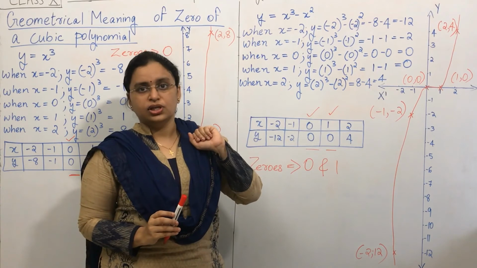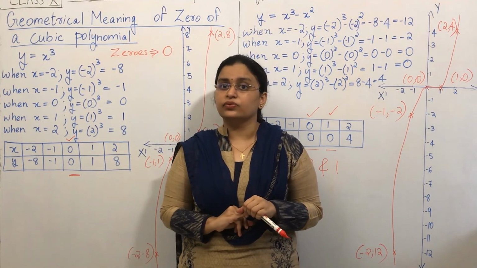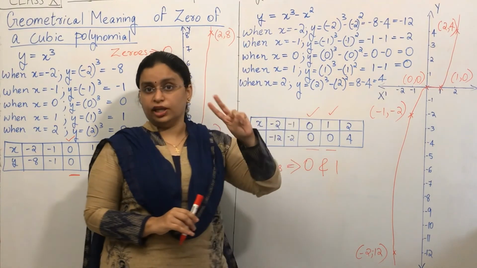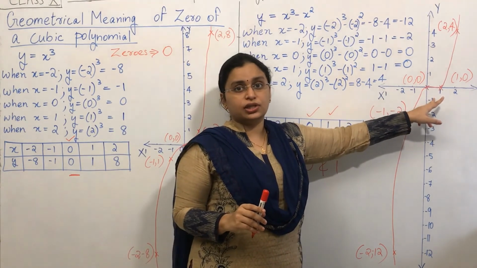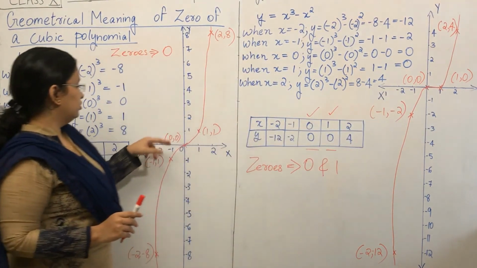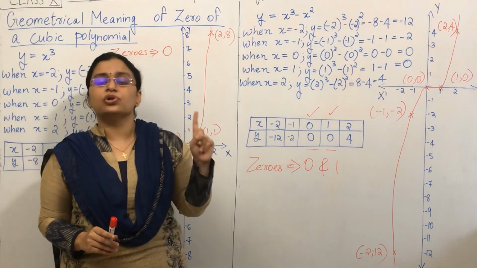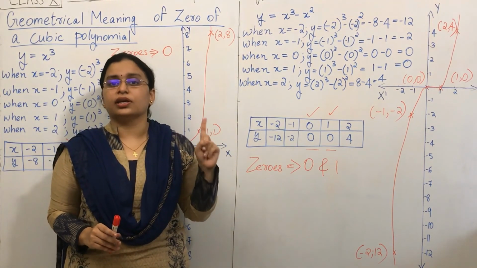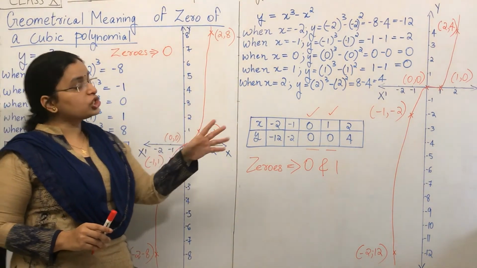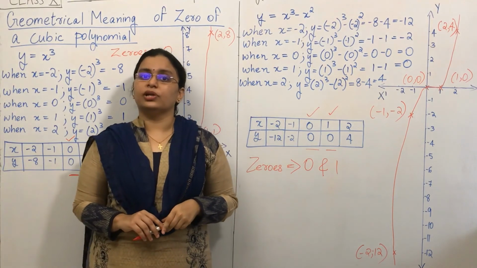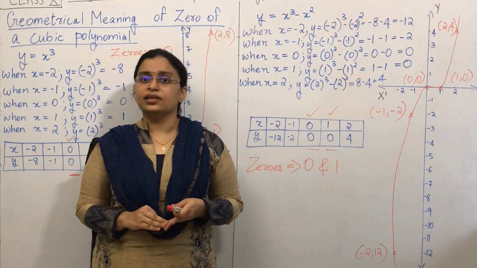So we have studied the case of at most 3 zeros, in which the graph intersects at 3 points. Here we studied 2 zeros, in which the graph intersects at 2 points, and in the last one the graph intersects at only 1 point. We have studied 3 cases, that is, at most 3 zeros can occur in the case of a cubic polynomial. So we finished the geometrical meaning of zeros of linear, quadratic and cubic polynomials. Now we can move on to the examples and the exercises.